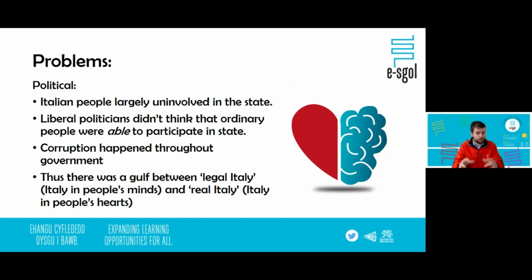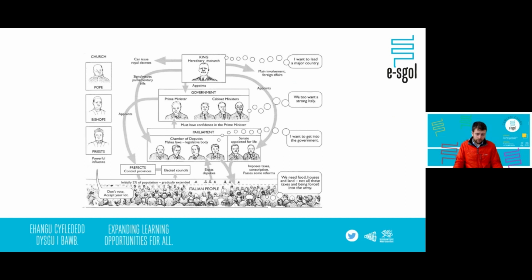So there are clear problems for the Italian government, which is something that they've got to be careful of as they're moving forward, trying to solve the problems, particularly as we'll see after the First World War. So this is the structure of that liberal government. Right at the top sits the king, who was a hereditary monarch.